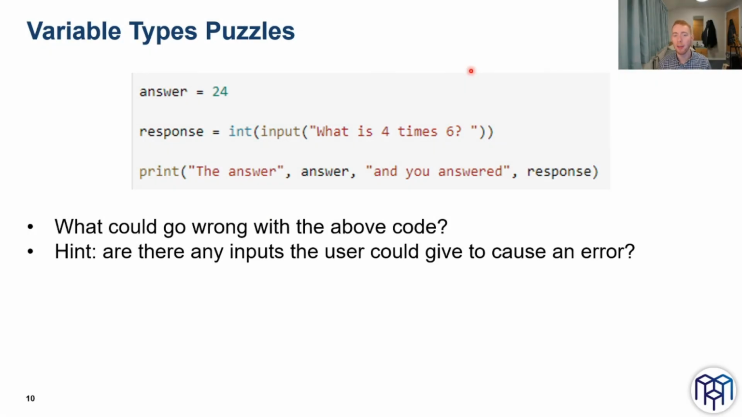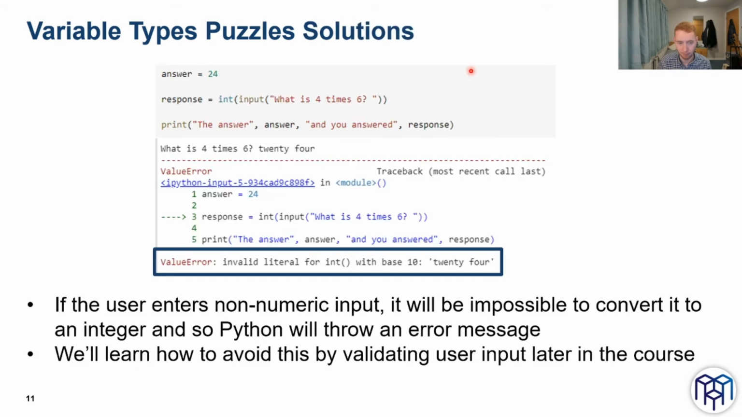So hopefully you've had a think about what could go wrong with this code, and perhaps if you're in a live session, pop an answer in the chat. And so we'll now walk through what such an example might be. This is a really good example of how even inputs that might seem sensible to the user can cause problems with your code if not considered correctly. And so something that could go wrong is if the user enters their answer as a string, like the text version of the answer.